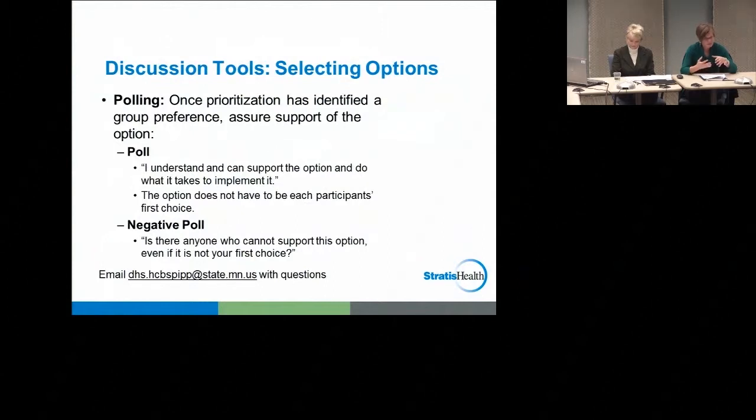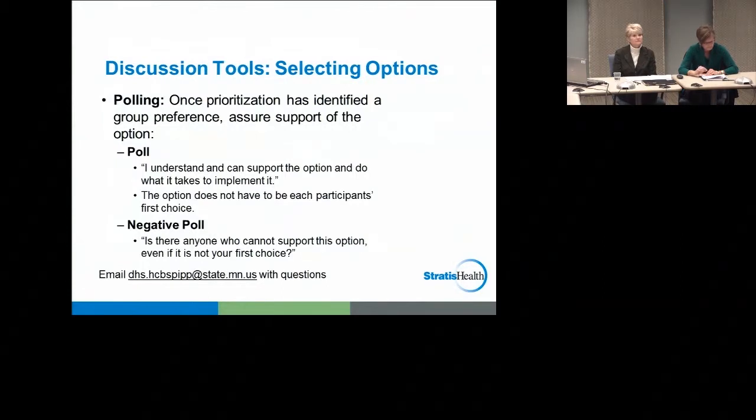Once you have the options created and you've narrowed the list to the appropriate number for what you're trying to do, and you're at the point where you want to select and begin to move to a decision process, polling is an effective way to move forward after you've done the prioritization. You can do it in a couple of different ways. It's often done by asking people to affirm that they understand and can support the option or options, and they'll do whatever it takes to implement it.